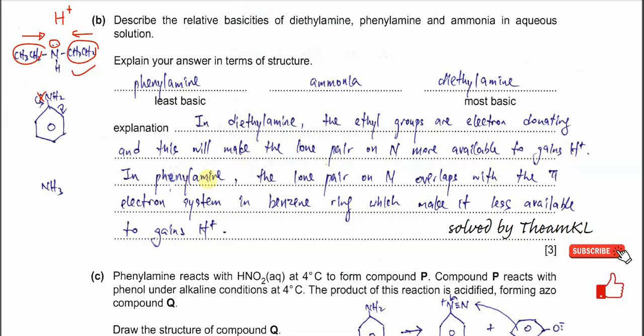In phenylamine, the lone pair on nitrogen overlaps with the pi electron system in the benzene ring, and therefore it makes it less available to gain the H+. So it's less basic.